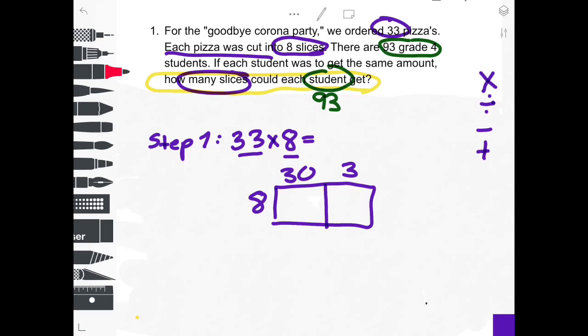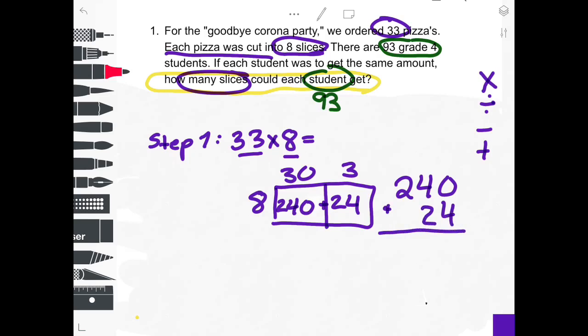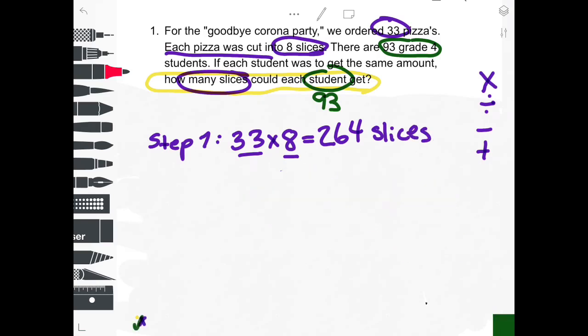So I have 30 and 3. 8 times 30 is 240. And 8 times 3 is 24. When you are adding these up, make sure you line them up carefully. Always line them up at your ones. So, how many slices do I have? I have 264. Am I done? No, because I need to figure out how many slices each student would get.